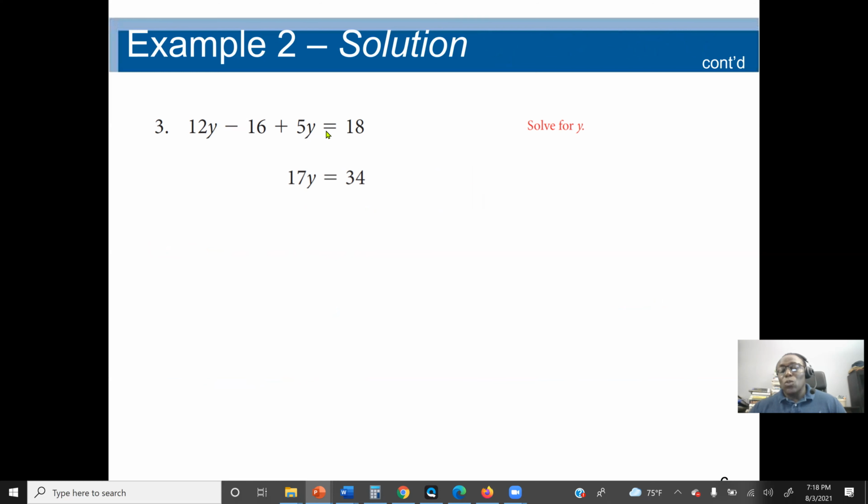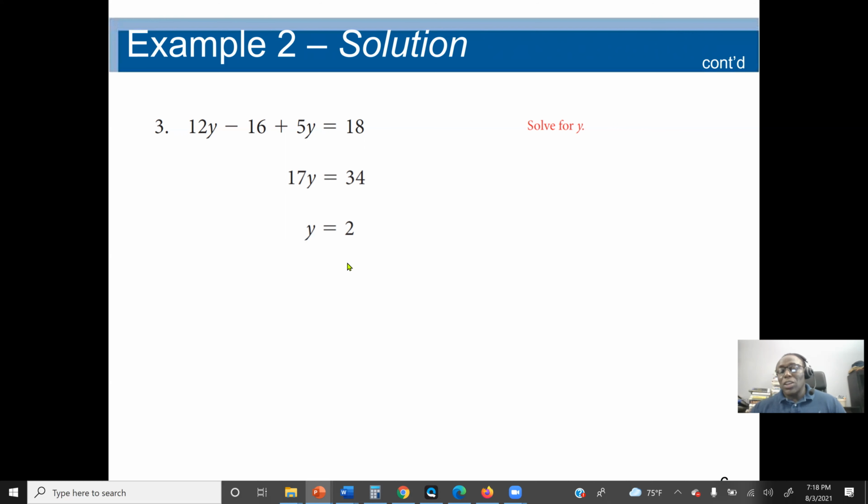Minus 16 crosses the equal sign and becomes plus, so 18 plus 16 will give us 34. Since 17 is multiplied by y, when 17 crosses the equal sign it is going to divide. So we get 34 divided by 17, which will give us 2. So now we know the y value is equal to 2.